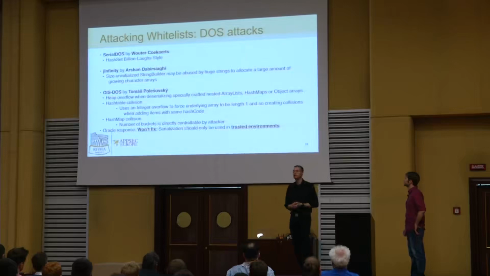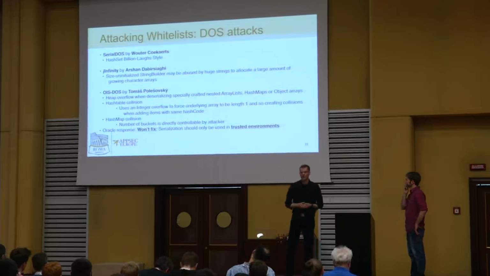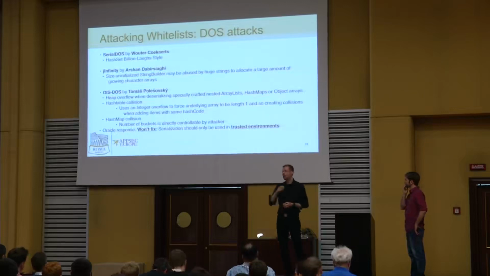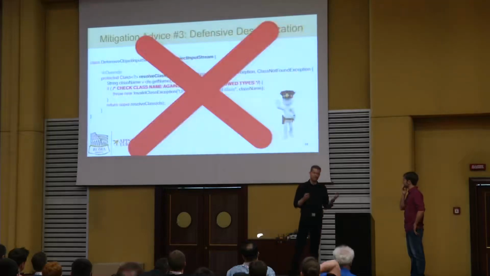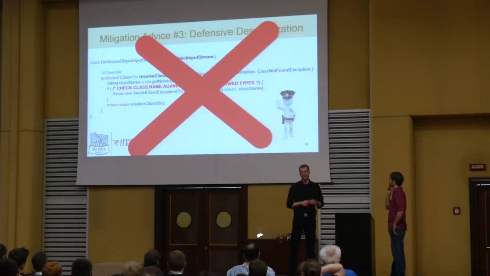So many whitelists have to include these very simple classes, otherwise they won't work with the business logic of the application. So using a whitelist approach at least might leave you vulnerable to denial of service attacks. So that's effectively ruling out the mitigation advice of defensive deserialization, at least with the blacklist approach as well.